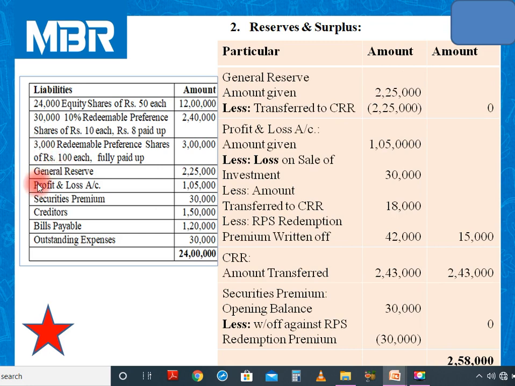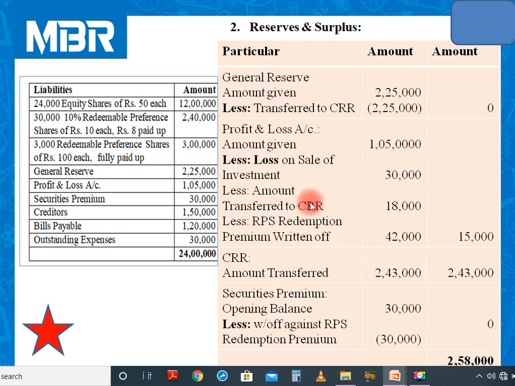Then profit and loss account, 1,05,000. Profit and loss account amount given is 1,05,000. In the very first transaction, that is related to sale of the investment, the company suffered a loss of rupees 30,000. So the amount of loss is deducted from 1,05,000.